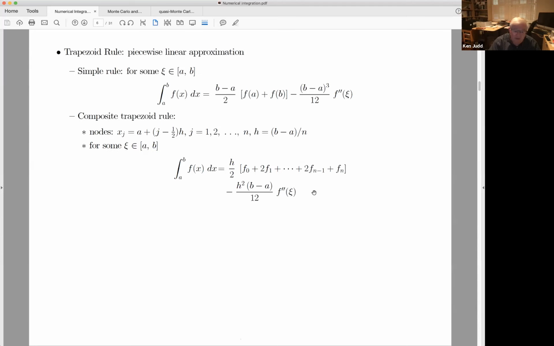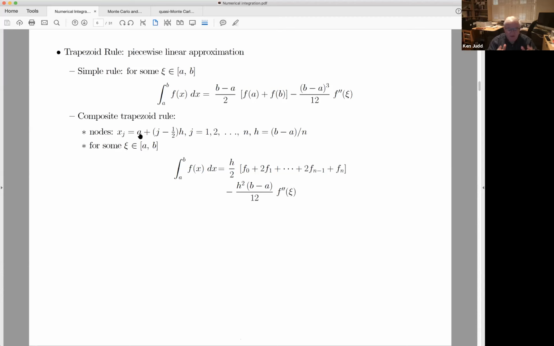Now, then we have the trapezoid rule. Trapezoid rule is where you do the piecewise linear approximation. And then the simple rule over the whole interval AB looks like this. And when you do a composite rule, in the midpoint rule in the previous slide, you took an interval x_i and x_(i+1), and then you just evaluate f at the midpoint.